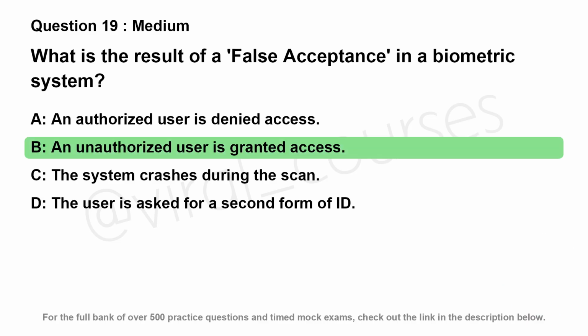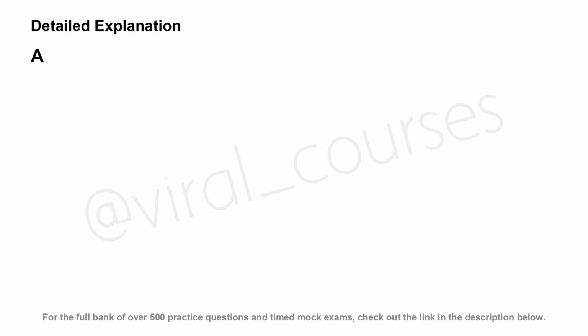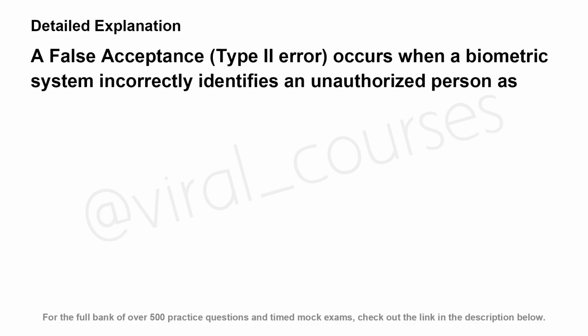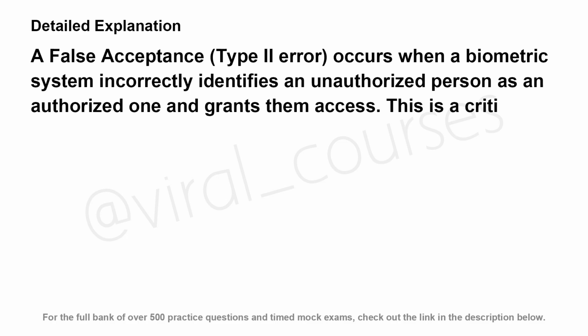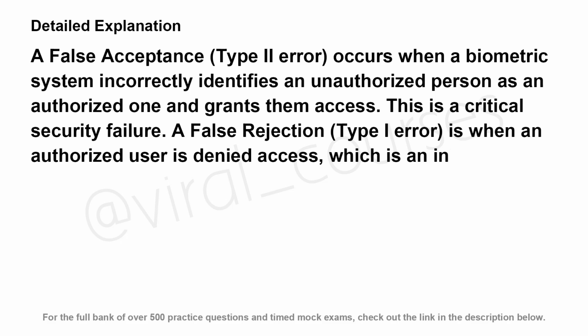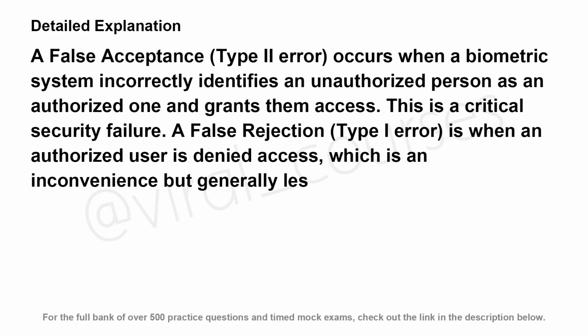The correct answer is B. A false acceptance, type 2 error, occurs when a biometric system incorrectly identifies an unauthorized person as an authorized one and grants them access. This is a critical security failure. A false rejection, type 1 error, is when an authorized user is denied access, which is an inconvenience but generally less of a security risk.